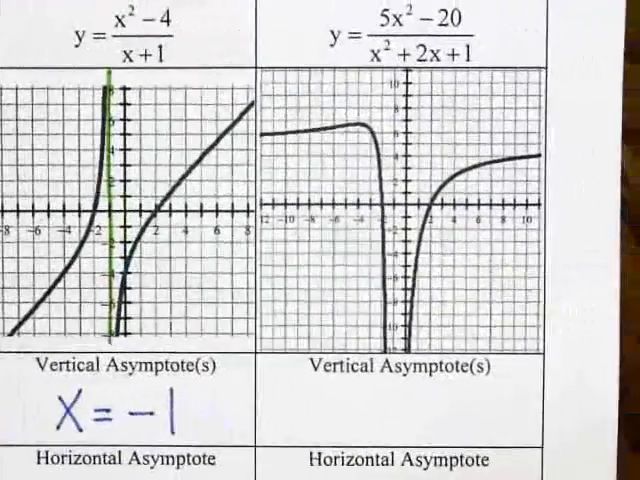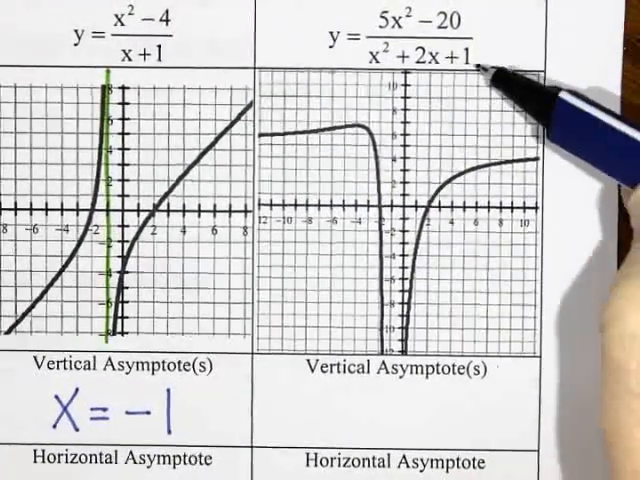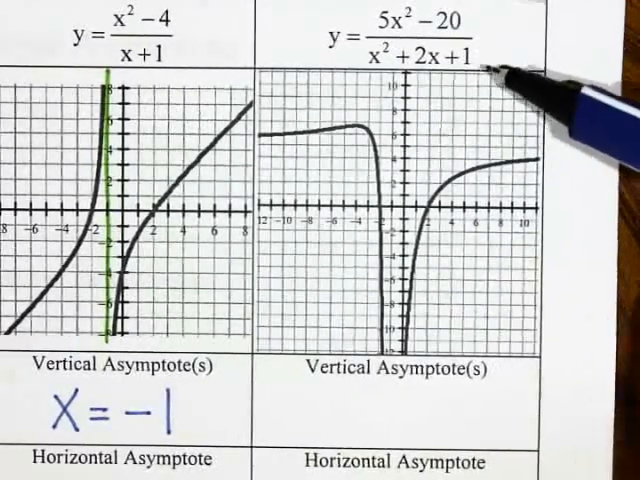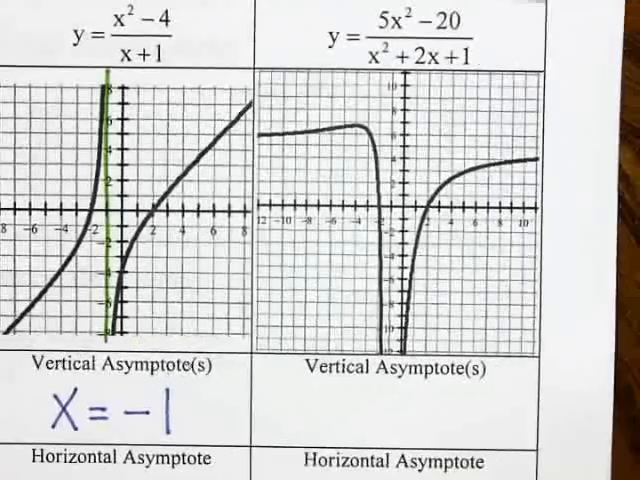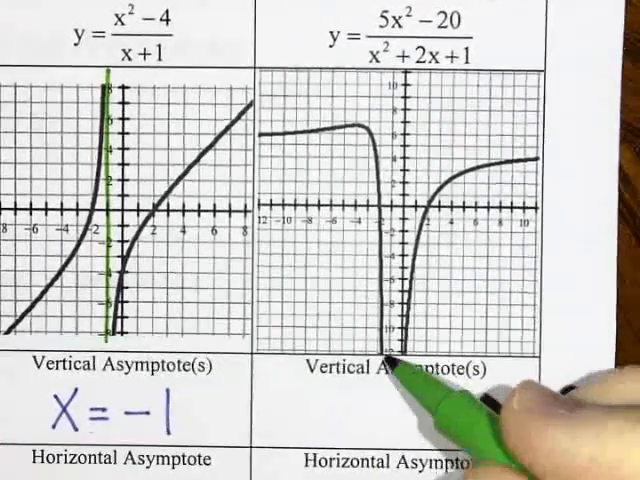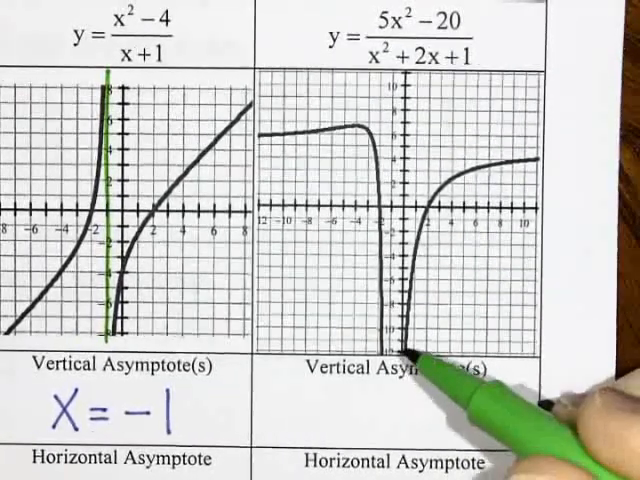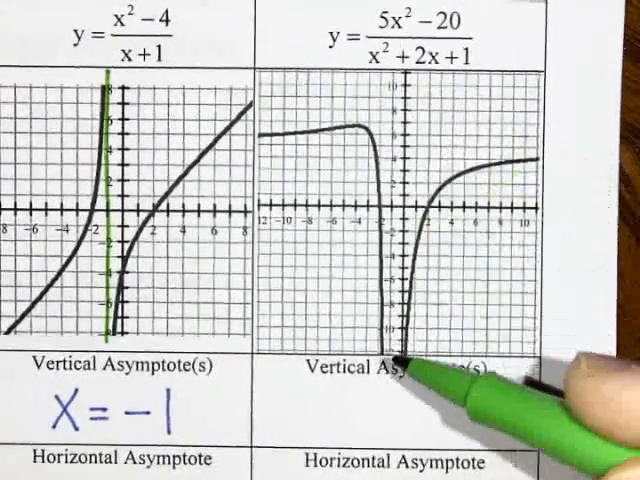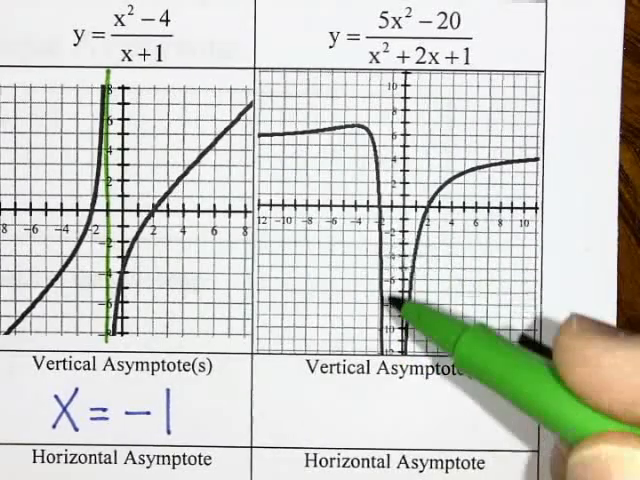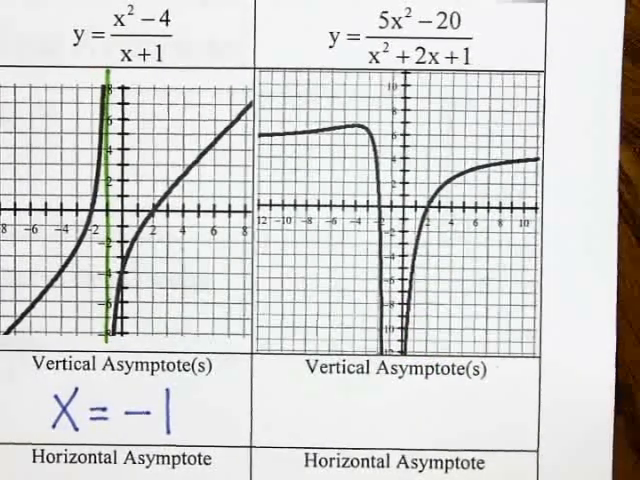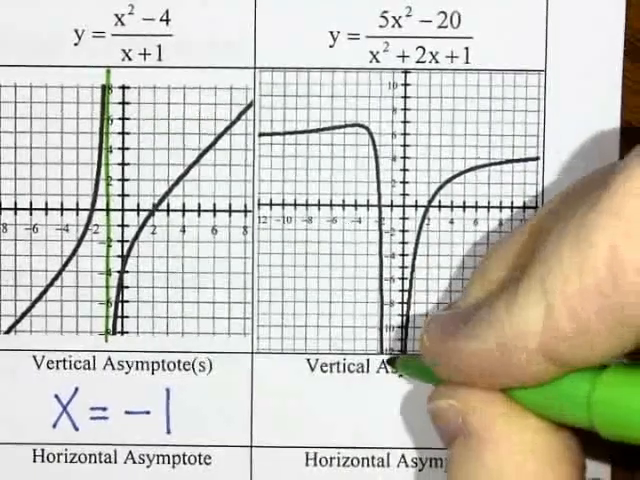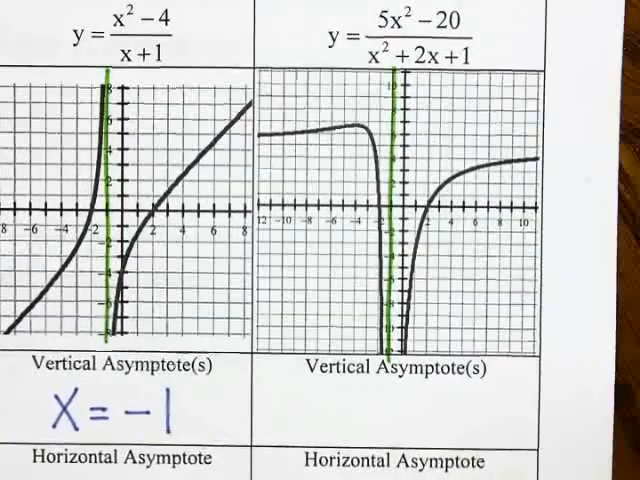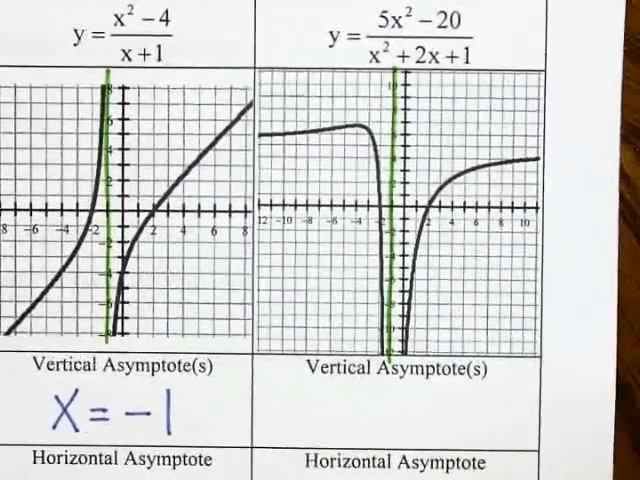And then this last one, you'll notice it's a different denominator. This time it's x squared plus 2x plus 1. It's a little harder to tell from this one where the vertical asymptote is because I'm only showing you the graph from like 10 to -12. So if I had zoomed out more and shown you more of the graph, you would see that the asymptote is at -1. How do I know that it's at -1?